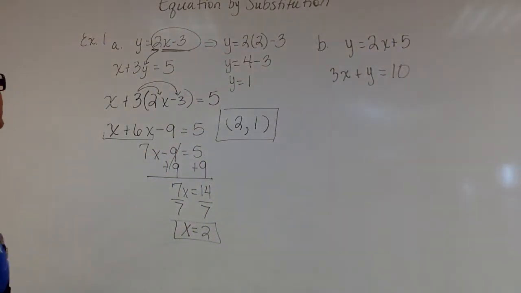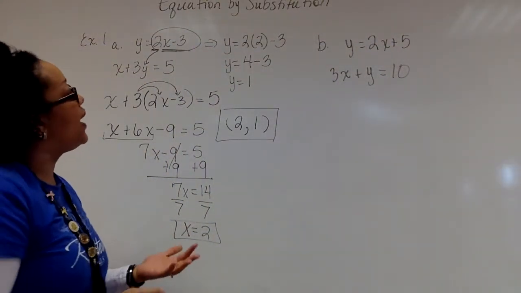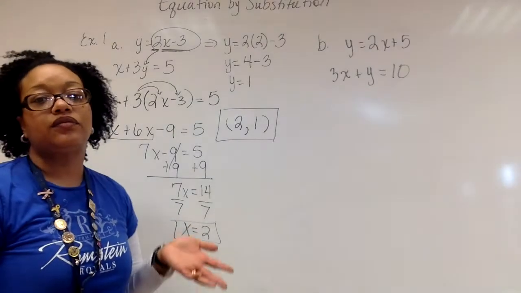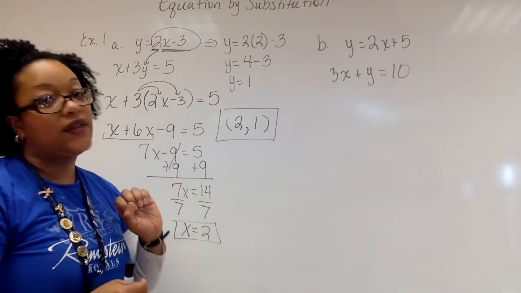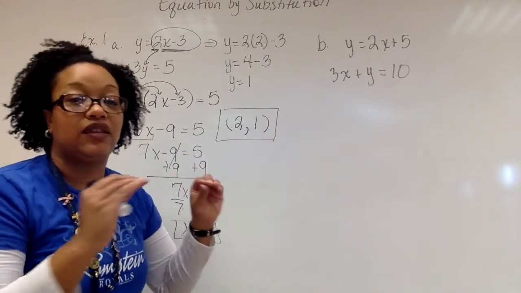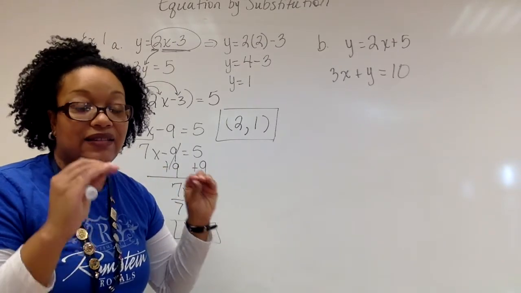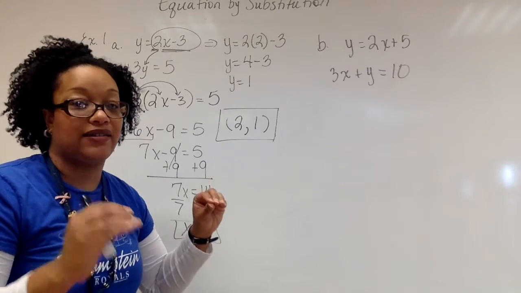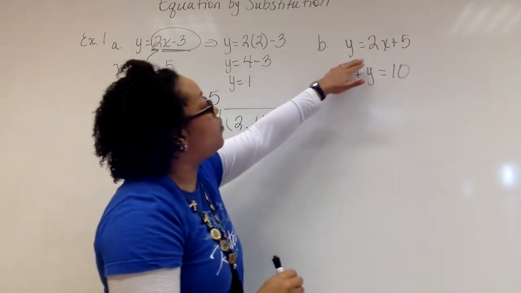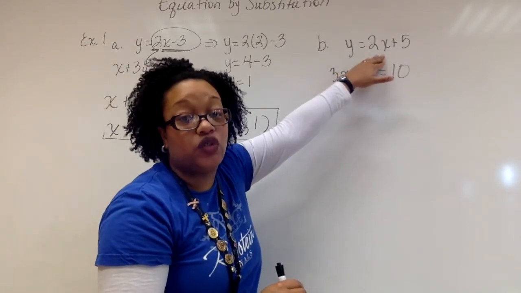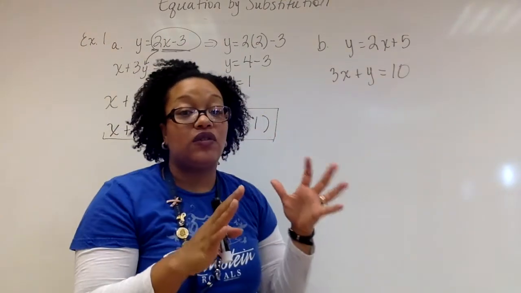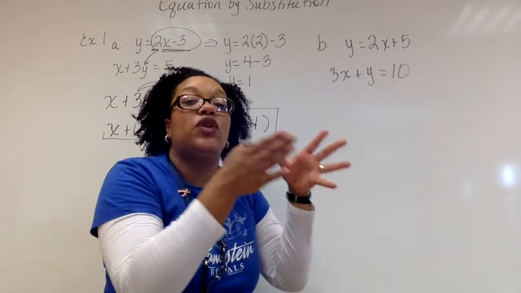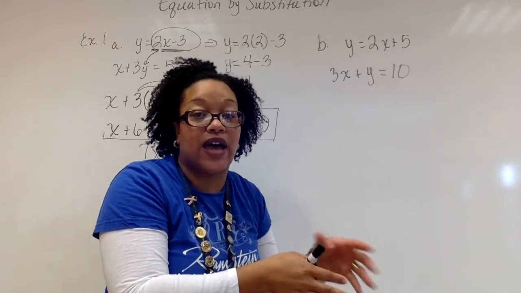Okay, so let's look at example 1b where we have another system. It looks very similar to example A, where one of your equations is your y. It's telling you what your y is. In this case, my y is equal to 2x plus 5. So that means that in this system, wherever you see a y, it can be replaced with 2x plus 5.